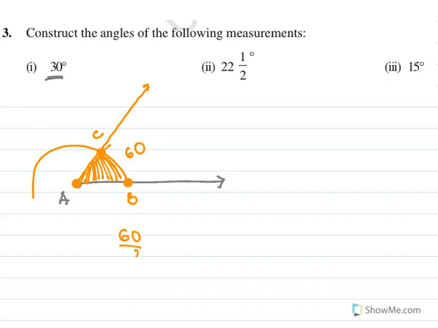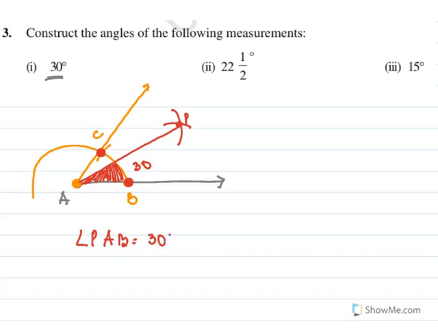Now when we cut 60 degrees into half, we will get 30 degrees. So to cut 60 into half, you keep your compass at C, you draw an arc, then you keep your compass at B and you cut the previous arc and you join it. This angle here that you get will be 30 degrees. So here is point P. So angle PAB equal to 30 degrees.